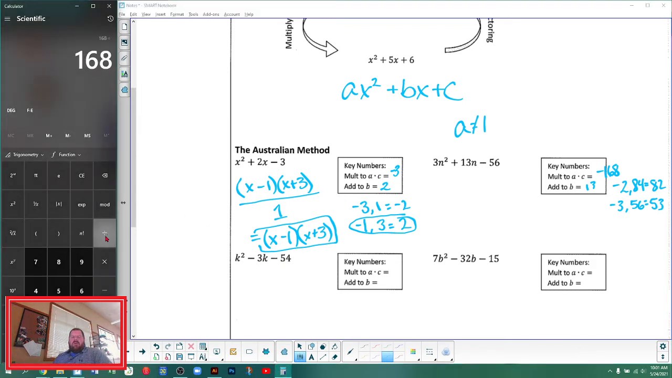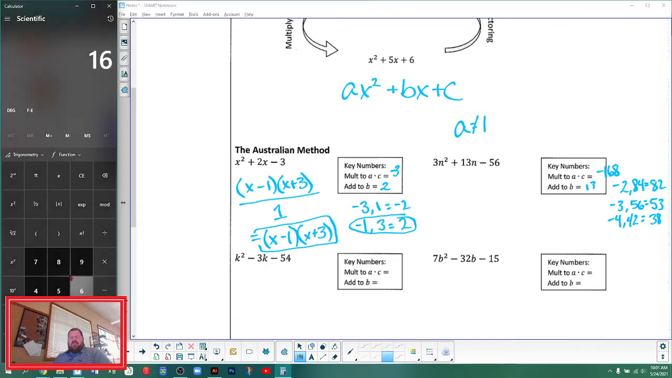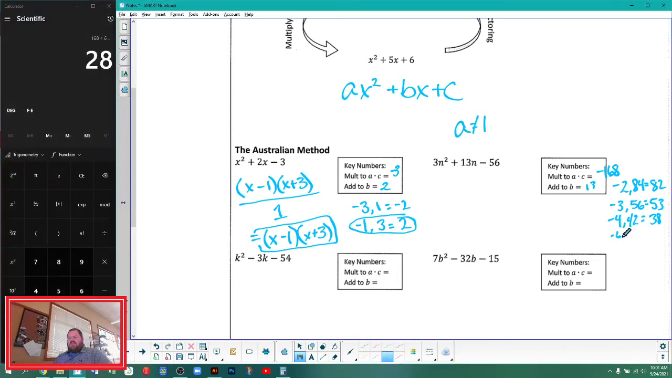What about 4? Negative 4 and 42 would multiply and give me negative 168, but they would add up to 38. Notice how in this list the numbers are getting smaller, but they're not at 13 yet, so I need to keep going. It's not a multiple of 5, but it is a multiple of 6. And so that would be negative 6 and 28. And when I add those together, I get 22.